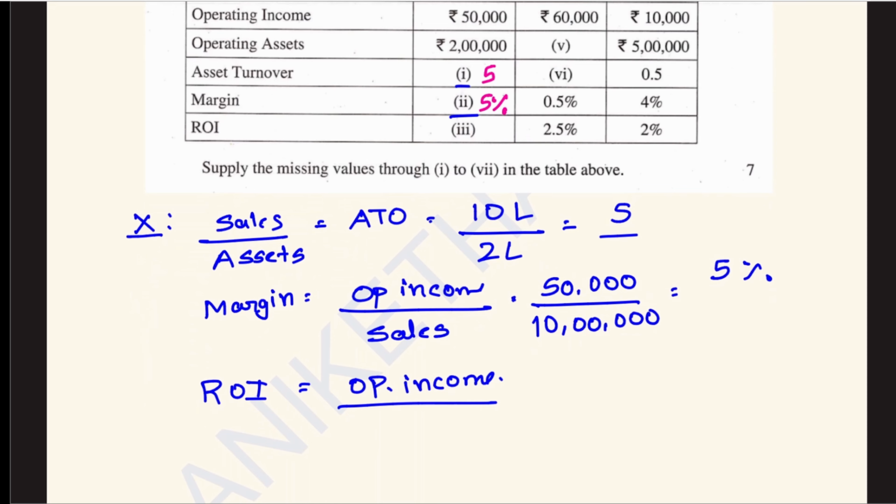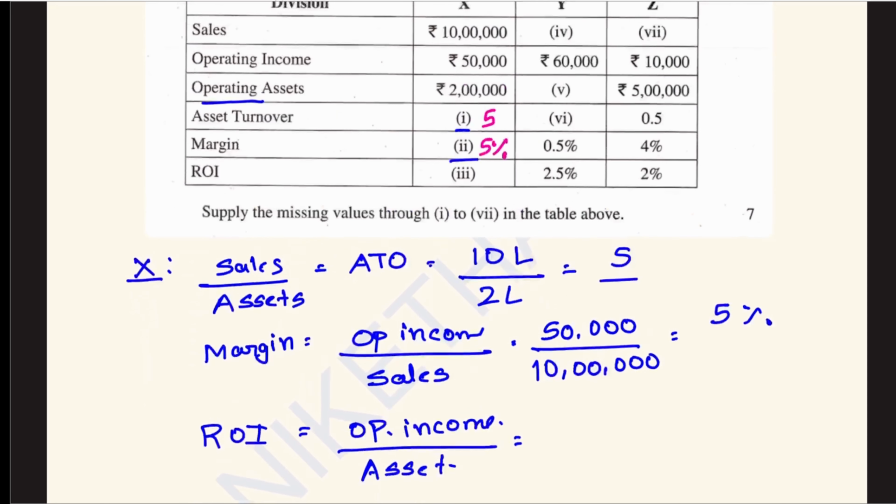Whether my cost of investment is given anywhere here. My cost of investment is not given, but my operating asset is given. So I will take asset only. So my operating income in this case is 50,000. Then my asset is 2 lakh. This will give me an ROI of 25%.